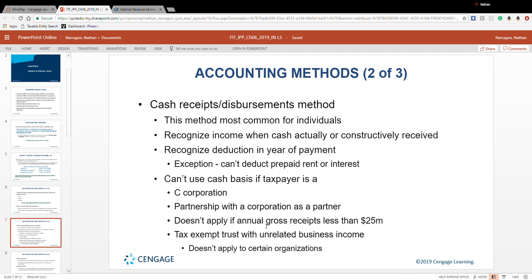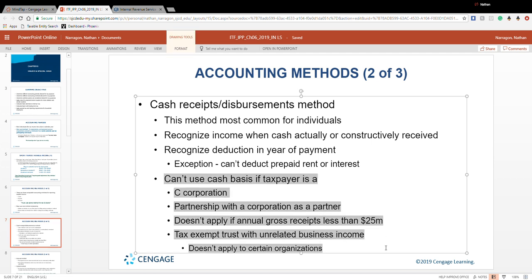But then again, cash is going to have some things where some people can claim cash and some people cannot. Okay? Again, cash tends to be mostly with individuals because we deal with cash. We recognize income when cash, again, is actually received, and again, we recognize deductions when paid. Here's the can't use. So you have to know who cannot and who can use. Okay?